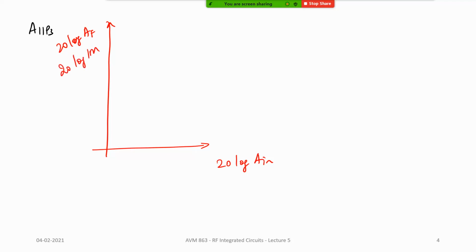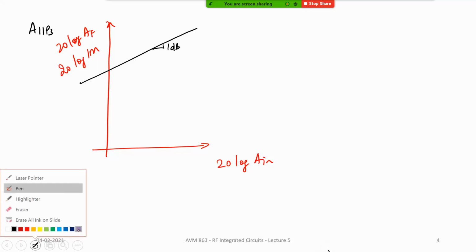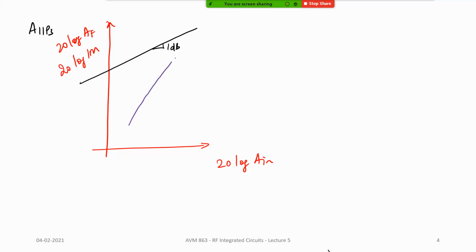So we know that the fundamental is going to go with a slope of 1, and this is the extrapolated thing, and the IM3 is going to go with a slope of 3. Not dB, it's just slope 1 and slope 3. This is IM3 and this is the fundamental.